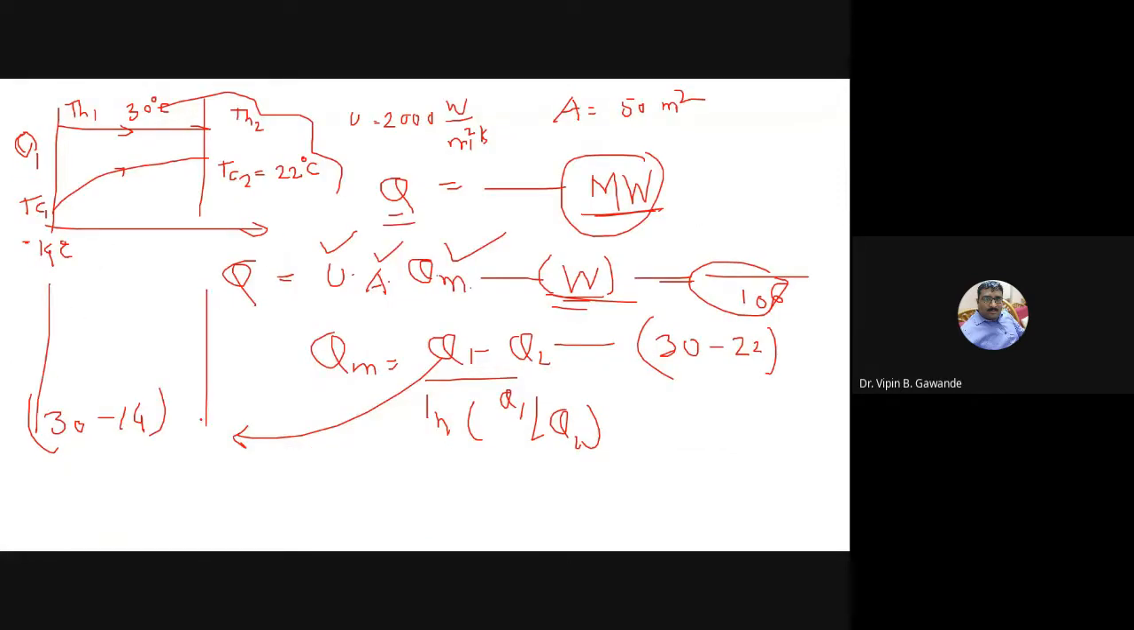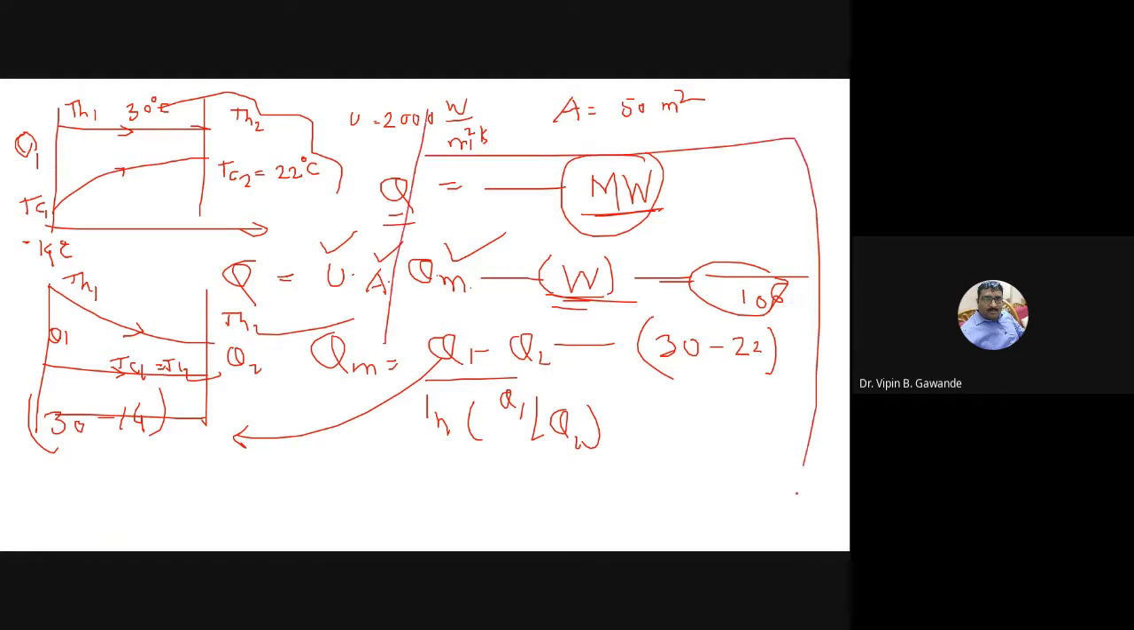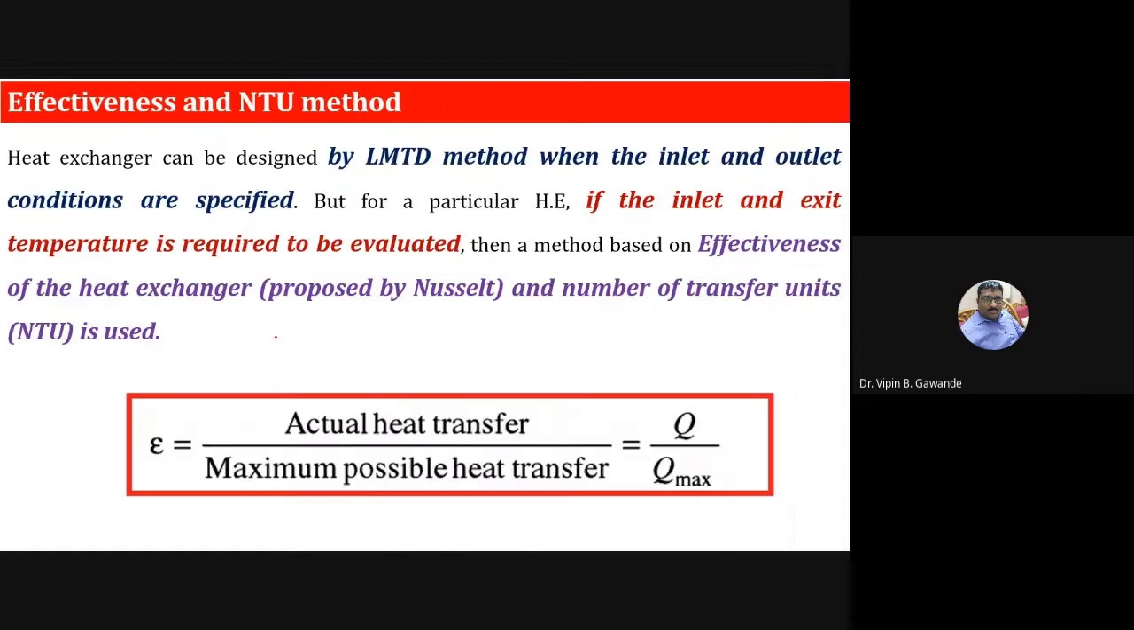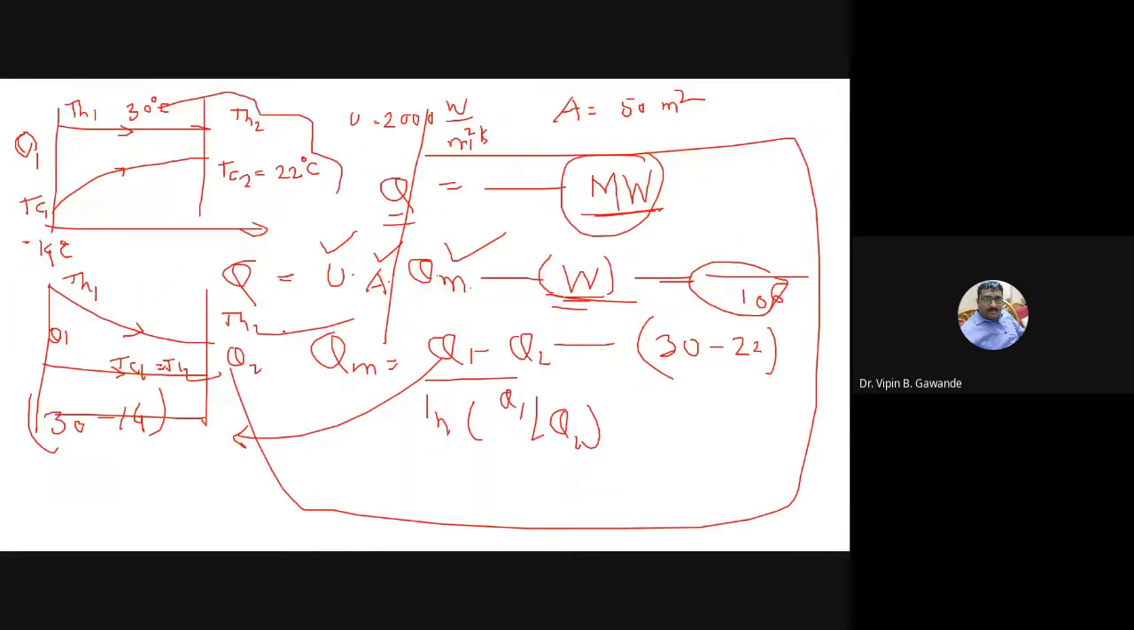The diagram will be different. In that case, you have to take the cold fluid temperature constant, and the hot fluid temperature will decrease. So again, this is theta 1 and this is theta 2, with TC1 equal to TC2. If the question is of the evaporator, this is TH1 and this is TH2. So just practice the diagrams. If you practice the diagram, these formulas are very simple, and you can calculate the unknown values. So these are all the questions related with your LMTD.